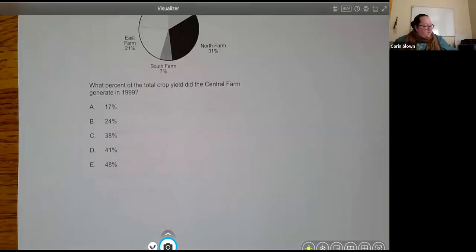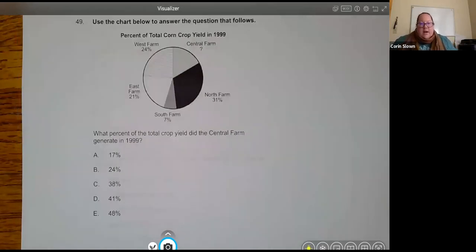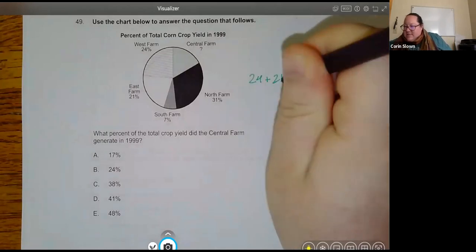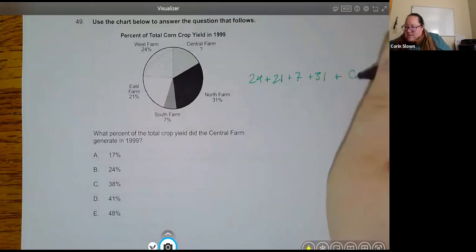Let's take a look at 49. All right, so we're going to use the chart below to answer the question that follows. We have the percent of total corn crop yield in 1999. What percent of the total crop yield did the central farm generate? Okay, so we've got all of our percentages. So we've got 24 plus 21 plus 7 plus 31. And we don't know what C is. So C is our central farm. And if those add up, they should add together to equal 100.